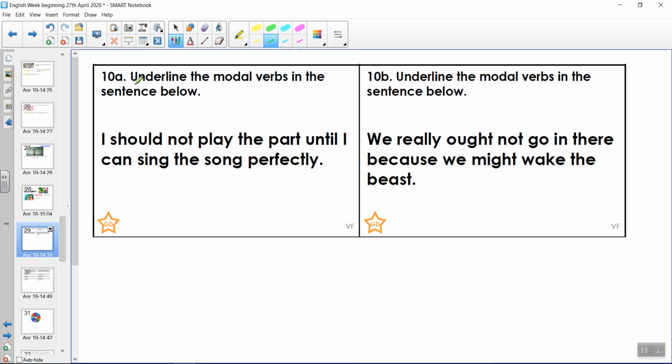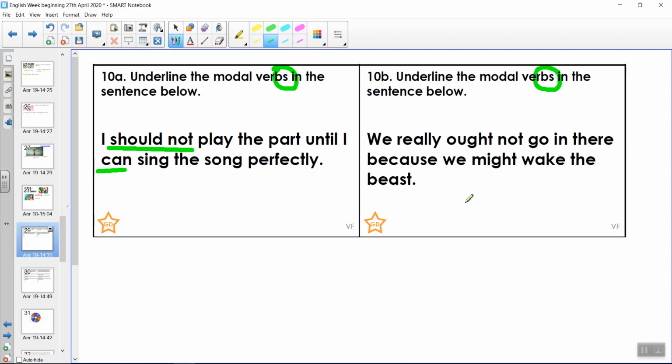Okay, so it says, underline the modal verbs in the sentence below. It says modal verbs, look. So I've got to look for more than one. I should not play the part until I can sing the song perfectly. I can see can, and I can see the negative form of should not. It says underline the modal verbs. That's telling us there's more than one in the sentence below.